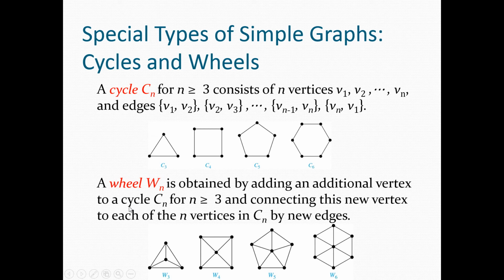Now next, the wheel graph. Wn is obtained by adding an additional vertex to a cyclic graph Cn, n greater or equal to 3, and connecting this new vertex to each of the n vertices in Cn by new edges. So these are Cn. Just insert one vertex inside the graph and join every vertex to this vertex. So we have wheel graphs W3, W4, W5, and W6.